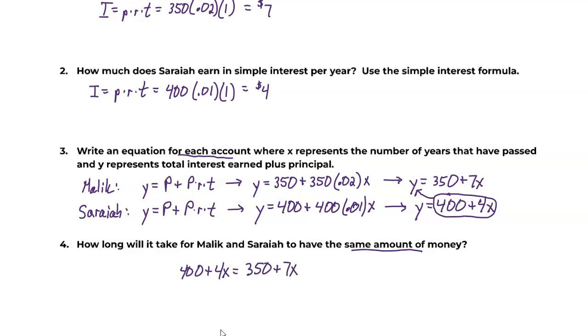If we want to know when Malik and Soraya have the same amount of money, we take the expression that finds Malik's money and just say that it's equal to the expression that finds Soraya's money. We could subtract 350 from both sides and subtract 4X from both sides. And then dividing by 3, we have the answer for X. The letter X was representing number of years, and so my label is years. In 16.6 years, Malik and Soraya will have the same amount of money in their accounts.